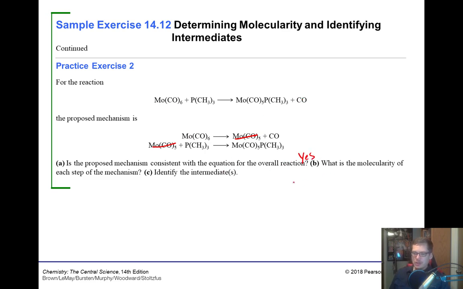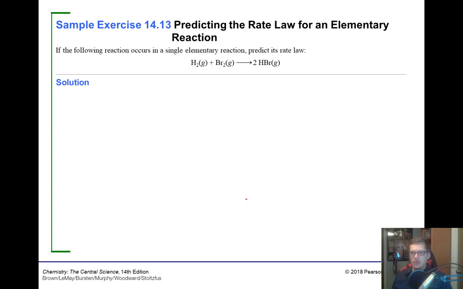Okay, what is the molecularity of each step? Well, this is just one thing, so this would be unimolecular, and then this is two things, so this would be bimolecular. All right, it says identify the intermediates. Well, the only intermediate would be the thing we crossed out, so that would just be MOCO5. Easy peasy.